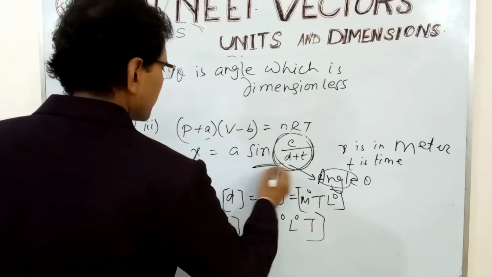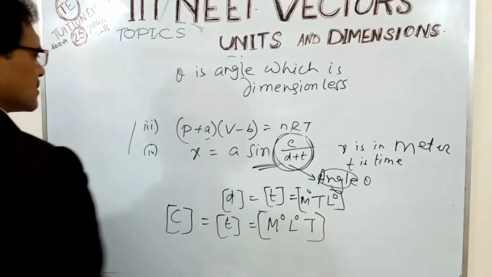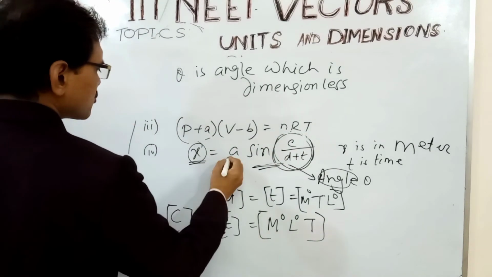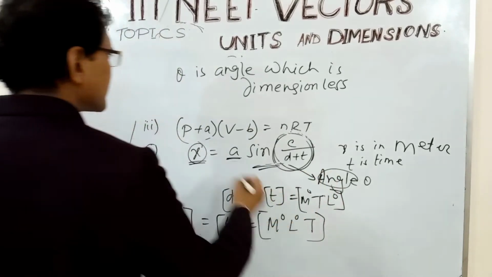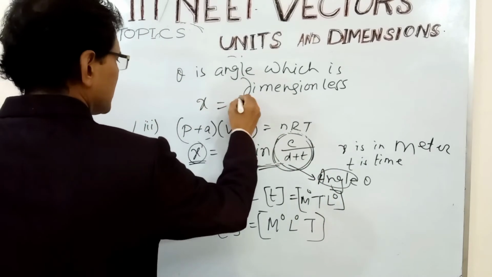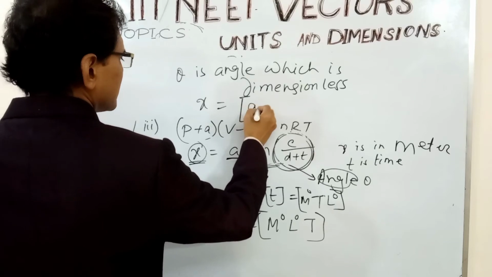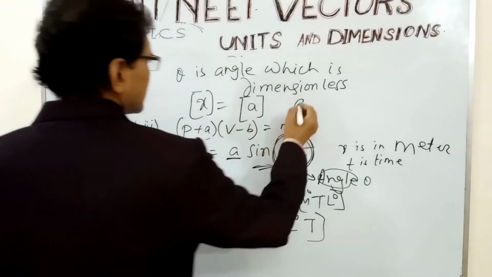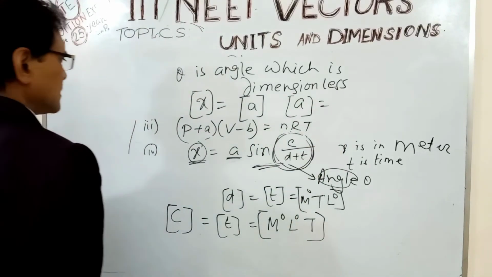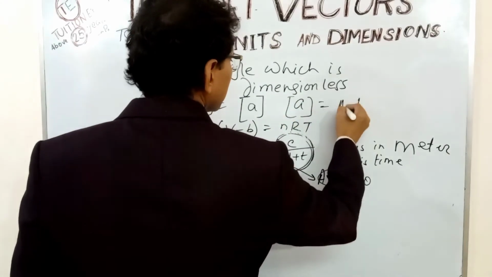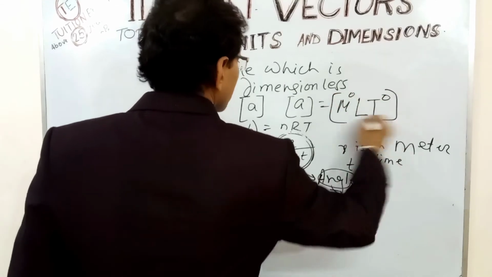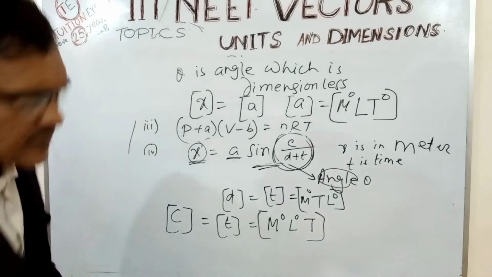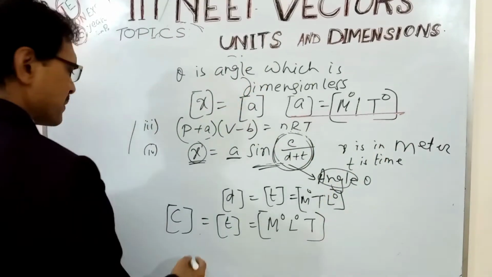Now this is a numerical value. We know sin 30 degree equal to half, so this is a numerical value. Now the dimension of X should be the dimension of A. So dimension of A equal to dimension of X, that is L. So this is the answer. Dimension of A is this, dimension of C is this.